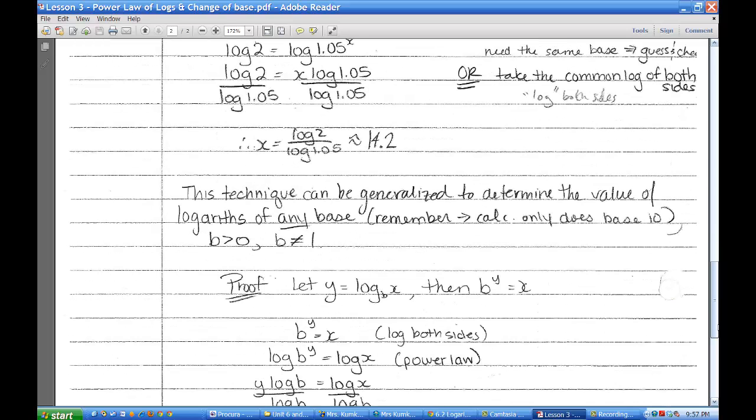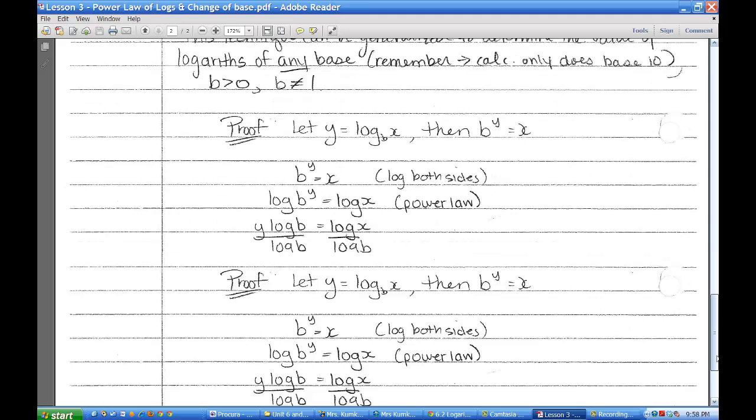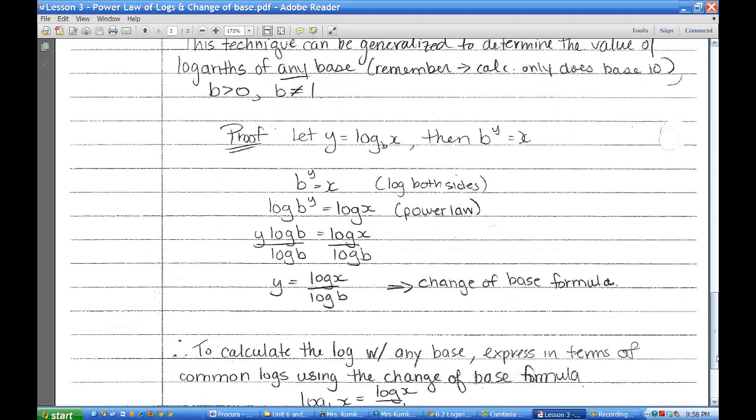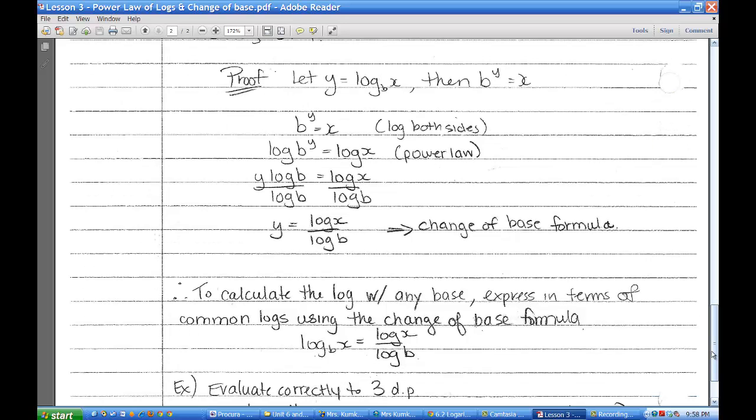This technique can also be applied to any log with any base. And here is the proof of that. I don't have to go over it with you. You can look at it and have a slight idea of the proof, but you won't be asked to prove it. Alright, to calculate a log with any base, express it in terms of common logs using the change of base formula. So log base b of x will be log of x divided by log of b.